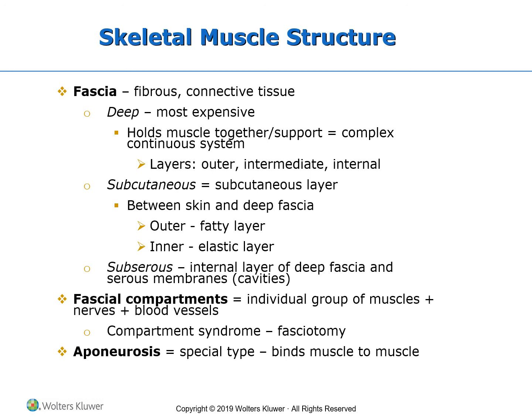What we do is make very wide and very long openings in those fascial compartments, allowing the muscle to expand to the outside, even outside the skin, until they heal, and only after that we close those incisions. Another type of membrane is what is called an aponeurosis, and that's a special type because it will bind muscle to muscle, and is very specific for the abdominal muscles, which are not always attaching to a bone.